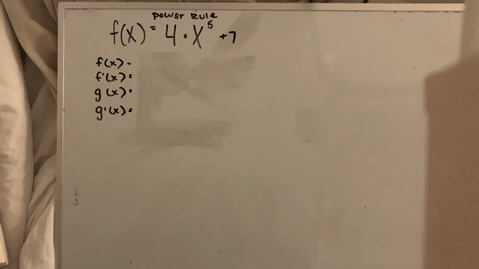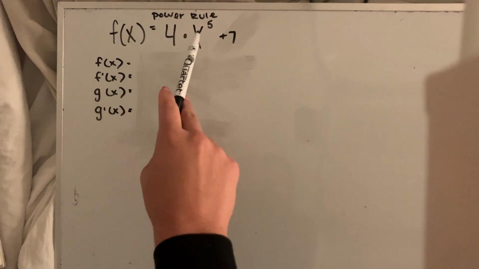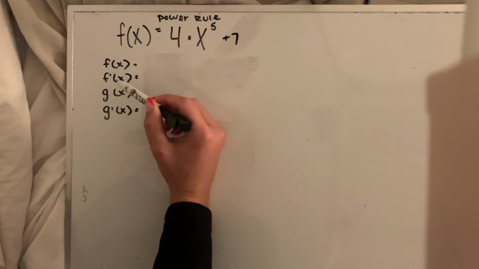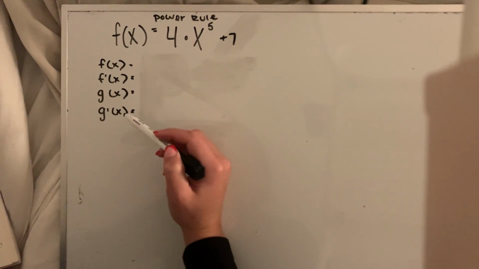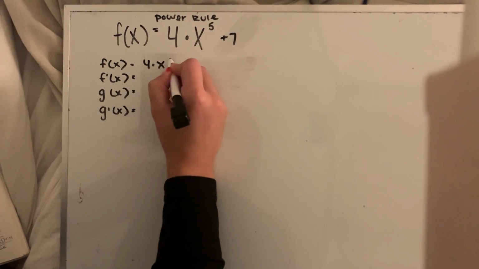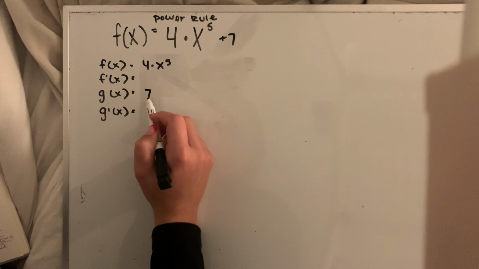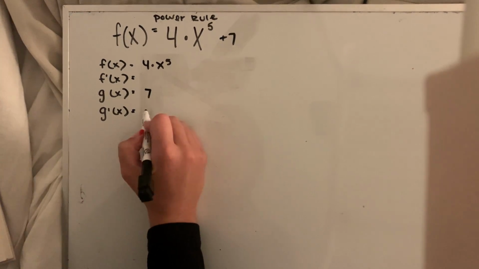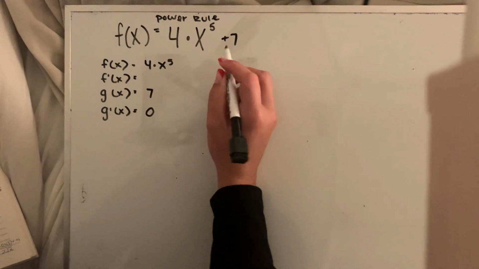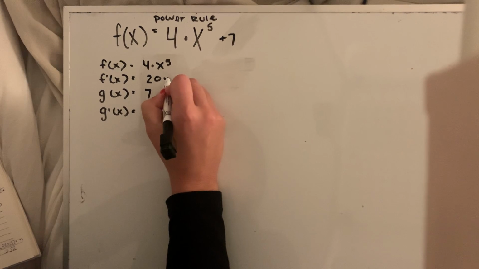When finding the derivative of this function, I start off by deciding which rule I'm going to use, and I'm using the power rule. And then I will find the f of x, the f prime of x, the g of x, and the g prime of x. The f of x is going to be 4 times x to the 5th, and the g of x is going to be 7. The 7 is going to turn into a 0, and the f prime of x is going to be 20x to the 4th.